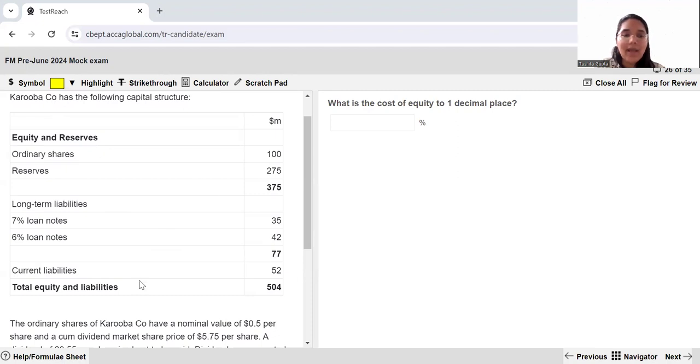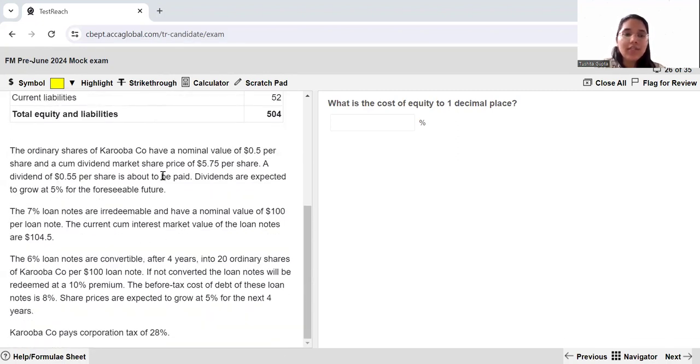Firstly, I can see the balance sheet. Then the ordinary shares of Karooba company have a nominal value of 0.5 per share and a cum dividend market price of 5.75. A dividend of 55 cents per share is about to be paid. Dividends are expected to grow at 5% for the foreseeable future. Then you have information regarding irredeemable loan notes, then some convertible loan notes, and then you have the tax rate given to you.